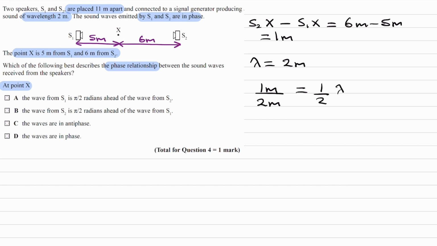If you remember that one wavelength corresponds to a phase difference of 2 pi. So if you have a path difference of 1 lambda, the phase difference is 2 pi. So if you have a path difference of a half lambda, the phase difference is then pi. And if that's the case, the two waves are said to be in antiphase. So the answer would be C. Antiphase is specifically when the phase difference is pi, or 180 degrees.